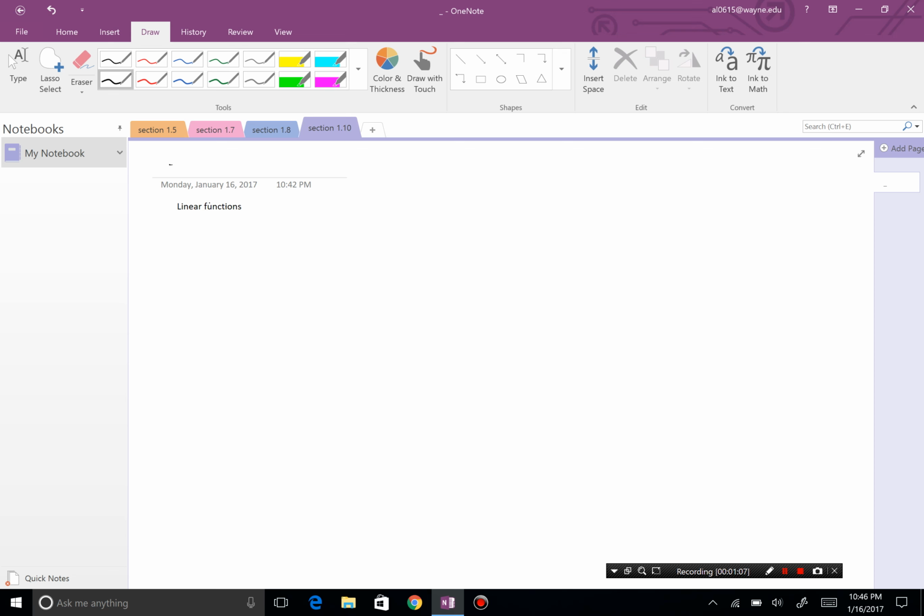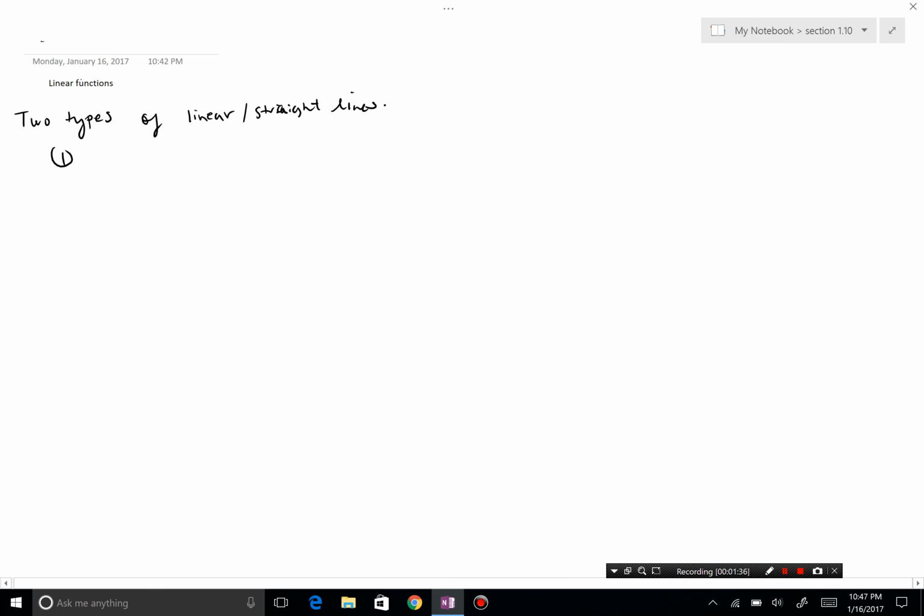One basic concept is that every straight line has one of these two characteristics. So there's basically two types of linear or straight lines. The first kind is the easy one. I'm going to discuss that one first. The first kind is called vertical lines.